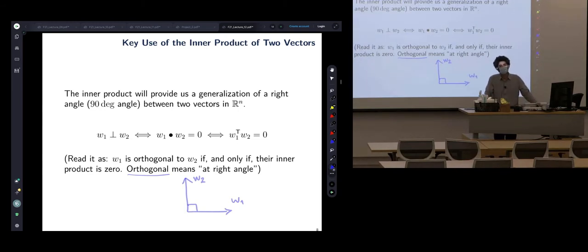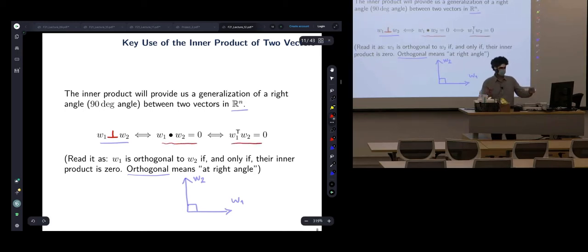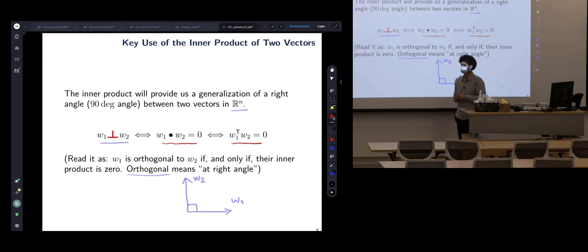Now, this definition of inner product was very general. It was for Rn, vectors of any dimension. And it will allow us to generalize the notion of orthogonality, the right angle. We say two vectors in Rn, W1 and W2, are orthogonal, and this notation means they're orthogonal, if and only if their dot product is 0, using whatever notation you would like to use. So if I give you two vectors and ask you, are they orthogonal? You calculate the dot product. If it's 0, you know they're orthogonal.